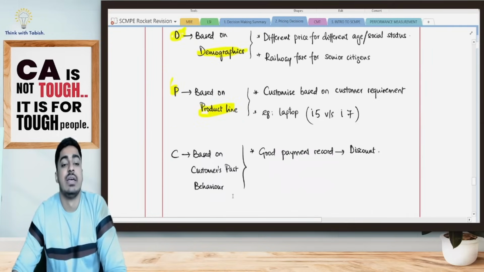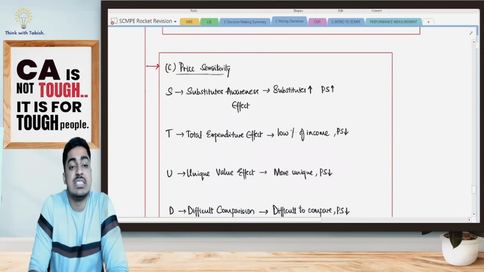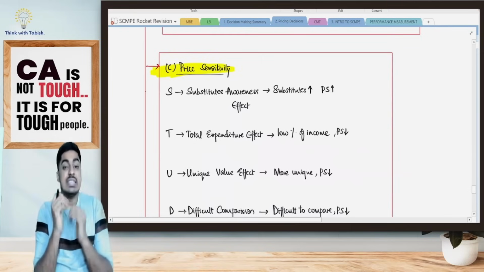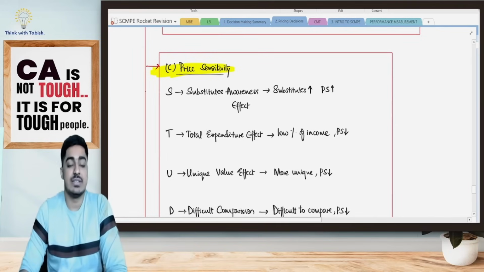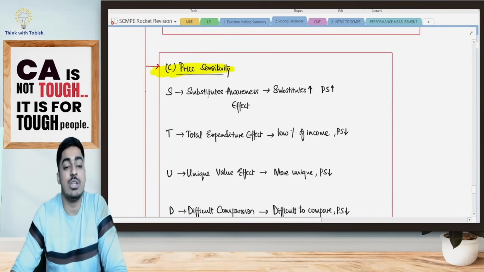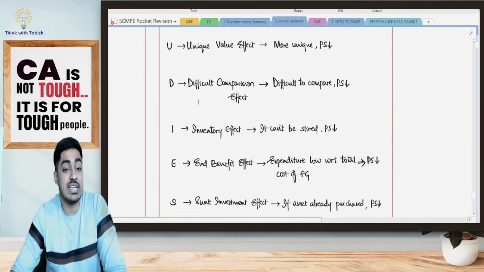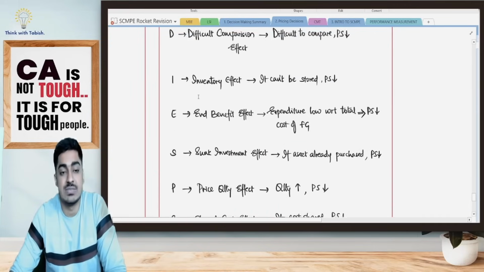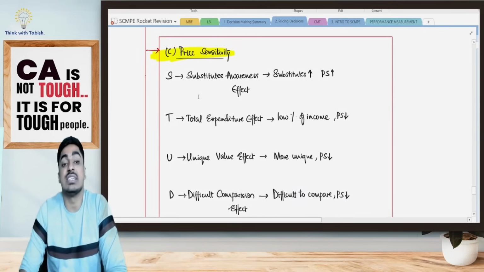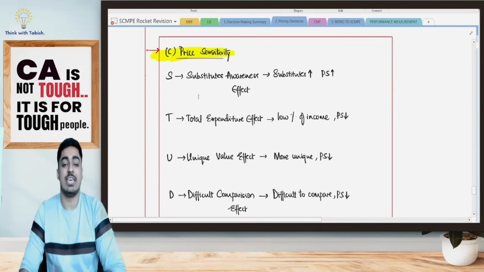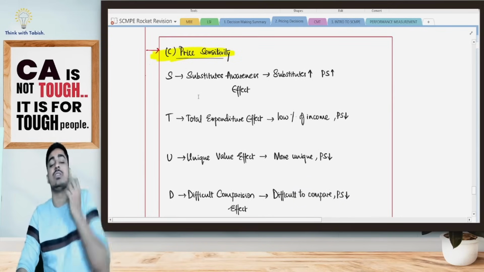Next, we have price sensitivity. We are telling whether my price is sensitive to change in some other factors. Different factors are there. We have given you a mnemonic. If you do studies, that will give you peace. S, substitute awareness effect. If you are aware of substitutes, price sensitivity is more.